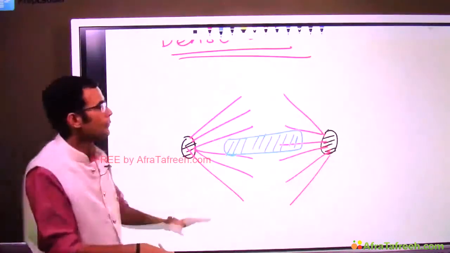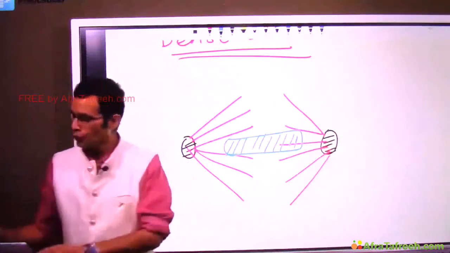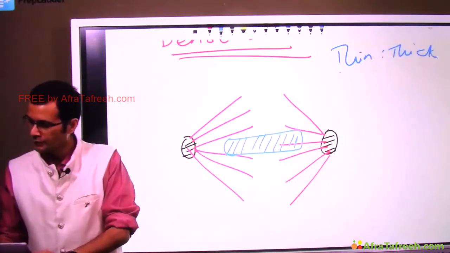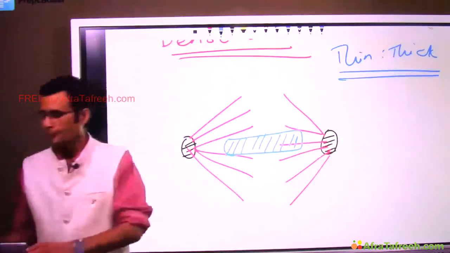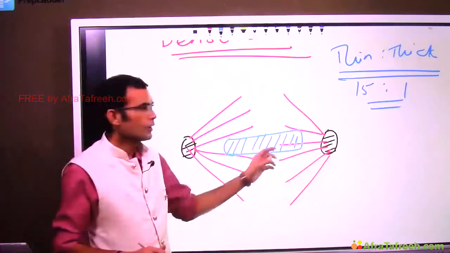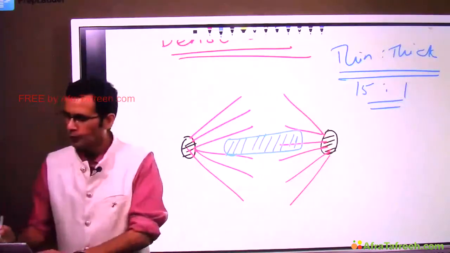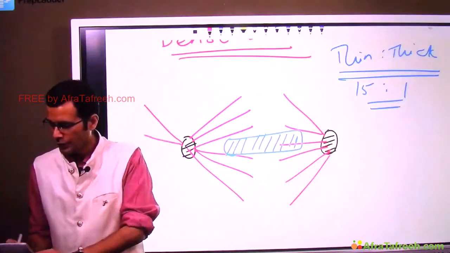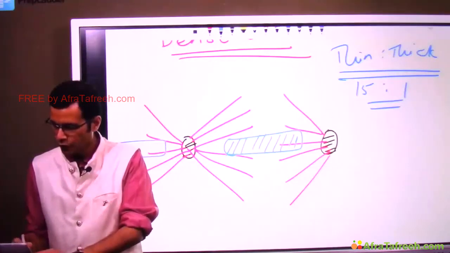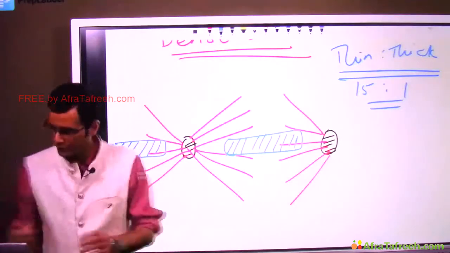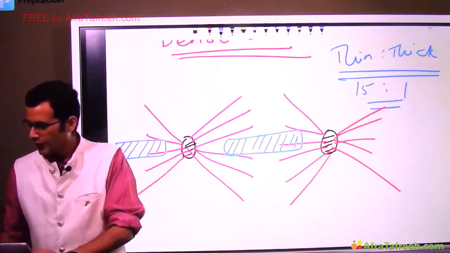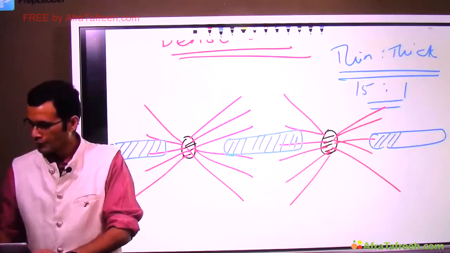So you can see that the ratio of thin to thick filaments in the case of smooth muscle is 15:1. And of course, as I mentioned just now, it will be on either side of the dense bodies. So this is how it works for smooth muscle.